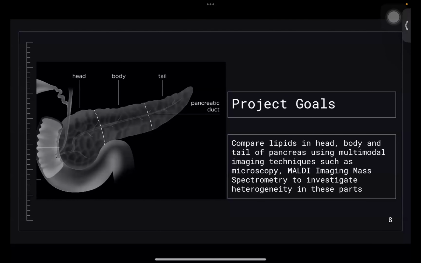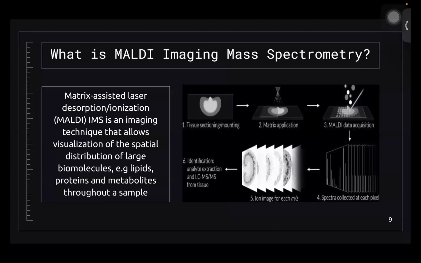So in regards to that, my project goal is to compare lipids in the head, the body, and the tail of the pancreas using multimodal imaging techniques such as microscopy and most notably MALDI imaging mass spectrometry, which I'll take you through a bit later. So I'm going to investigate the heterogeneity or the diversity that exists within the head, the body, and the tail of the pancreas, and see if there are any differences that can be useful for us.